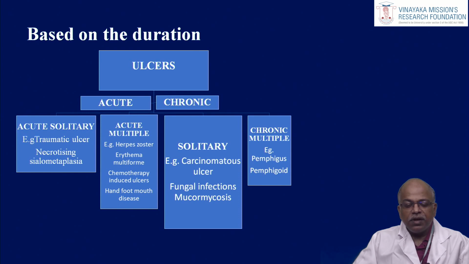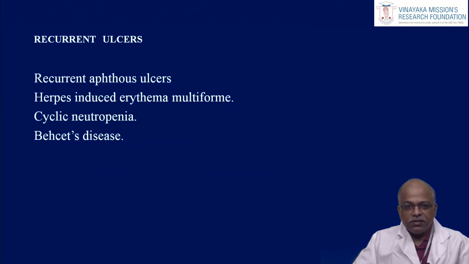Chronic solitary ulcers are carcinomatous ulcers and fungal infections such as mucormycosis. The chronic multiple ulcers are usually pemphigus and pemphigoid lesions. There are some recurrent ulcers. Usually, aphthous ulcers can be recurrent in nature. Herpes-induced erythema multiforme, cyclic neutropenia, and an autoimmune disease called Behçet's disease usually are recurrent in nature.